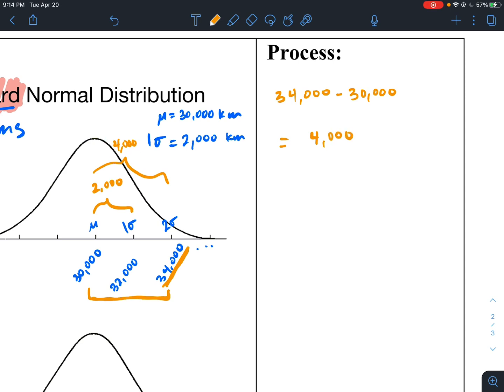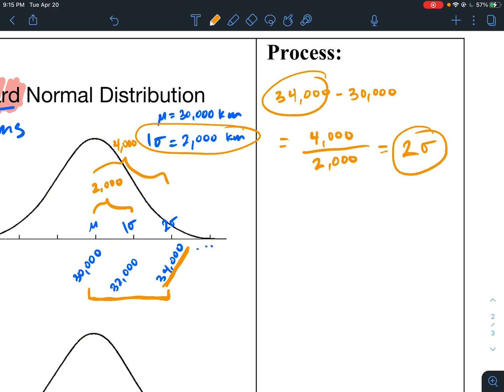But that doesn't give me how many standard deviations away from the mean it is. So I divide this by how much a standard deviation is worth. It's like converting it. I know that a standard deviation is worth 2,000, so 4,000 divided by 2,000 is 2. That is exactly how many standard deviations this is from the mean. So I know that 34,000 is 2 standard deviations away from the mean.